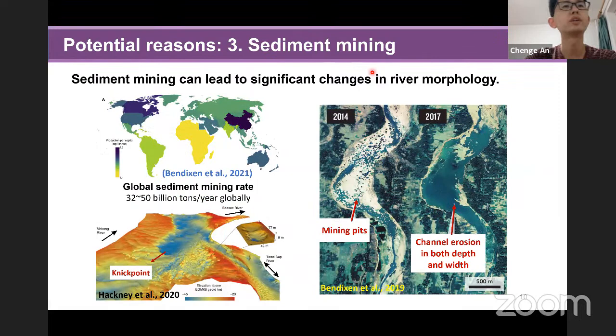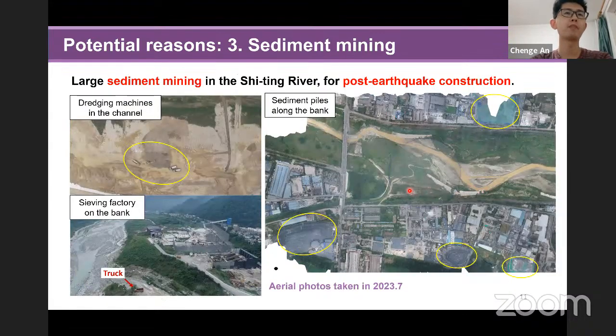And the third hypothesis relating to the bed degradation in the Chenge River is sediment mining. We all know that sediment mining can lead to significant changes in river morphology. For the Chenge River, large-scale sediment mining occurred after the earthquake, because of the large demand for construction materials for the post-earthquake construction.